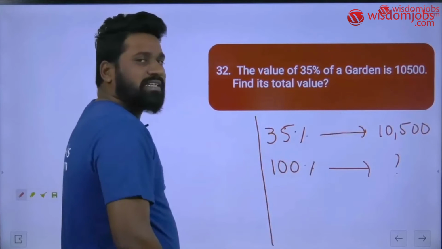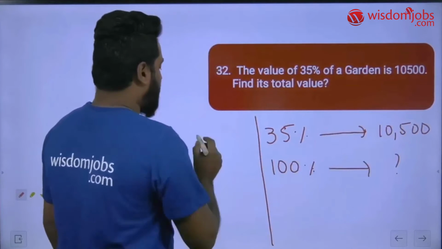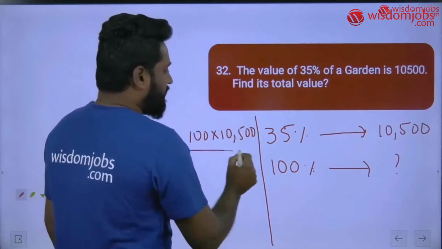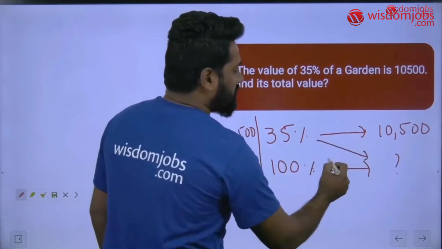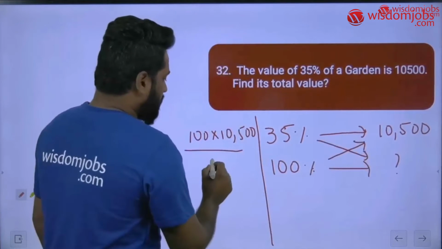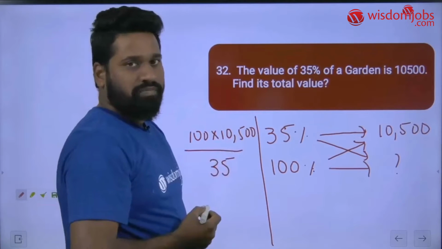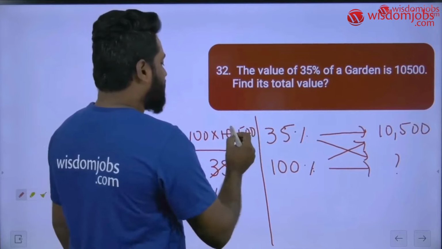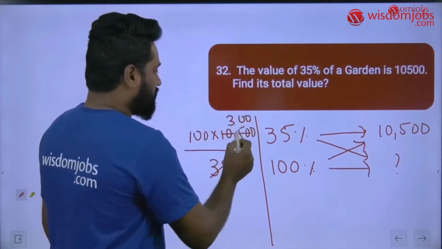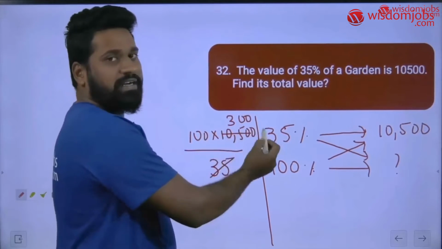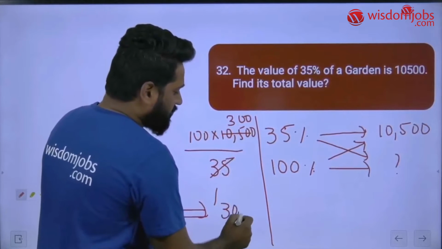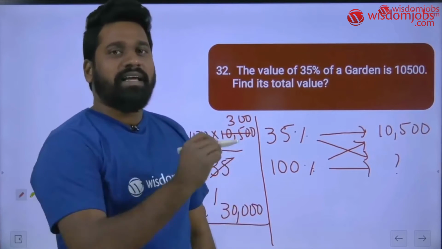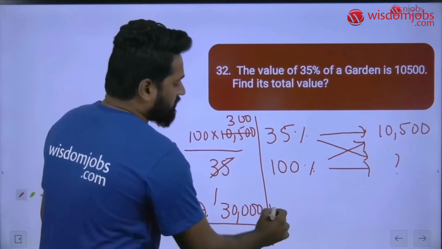So here just you can cross multiply 100 into 10,500 divided by 35. Is it clear? Like this we have to cross multiply. So you can write here 35 1s are 35 and 35 3s are 105. 2 zeros. So if you observe here 100 into 300, it becomes 30,000, which represents the exact value of that garden. Our area of that garden is 30,000 square meters.